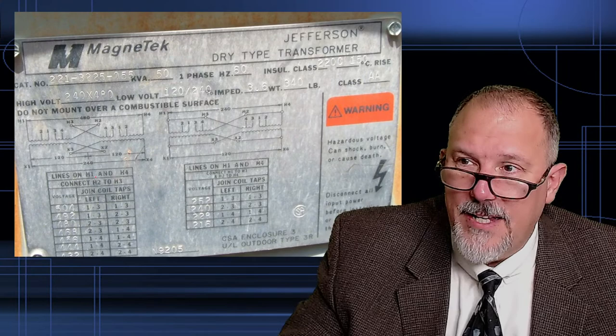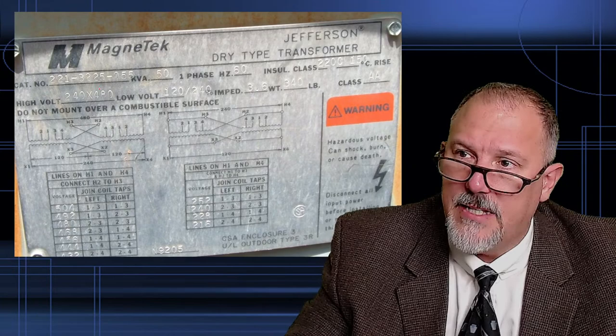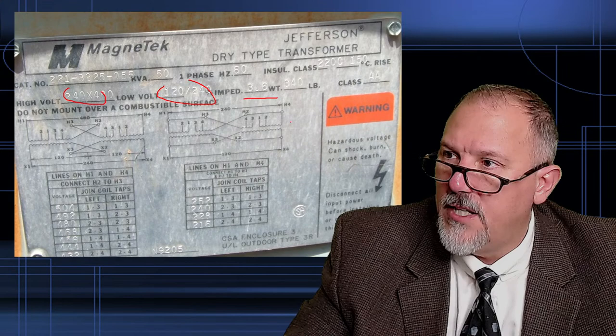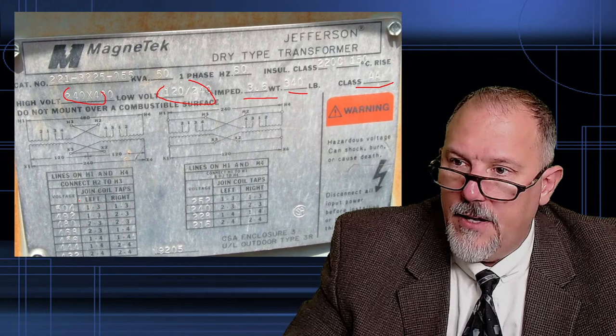This one here is a metal plate and it's stamped. It's kind of hard to read. Sometimes you might have a hard time reading some of these because they're etched in there. But you'll notice here, there's your high voltage. There's your low voltage. 3.6% impedance. Weighs 340 pounds. Class AA insulation. Here are all your voltages and all your taps.